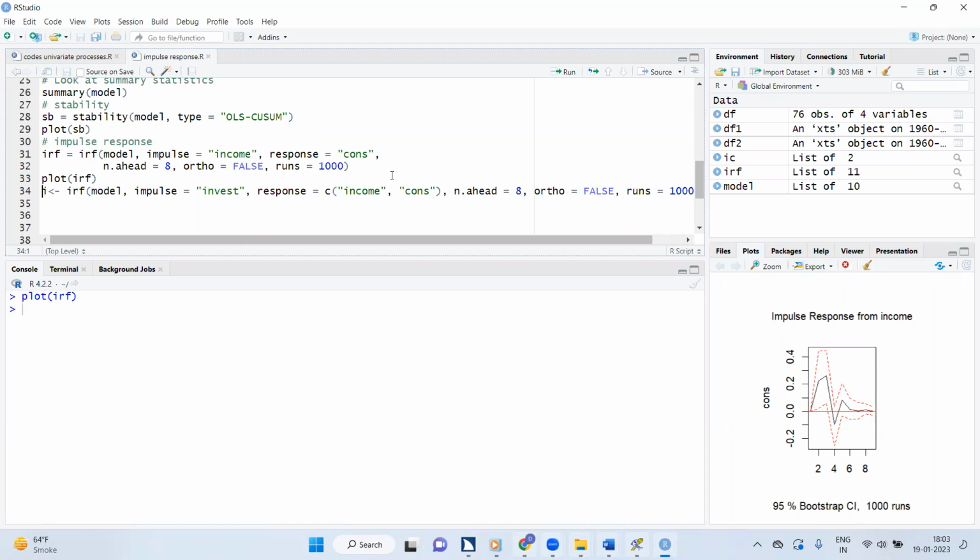Then there are orthogonal impulse responses to deal with this problem. But there is a challenge. The challenge is that the impulse response is sensitive to the ordering. Recall how the data was organized in our case. It was investment, then income, then consumption. So this ordering will become important. It means if you change the order, the shape of the impulse response will change. So this creates a big problem for people.